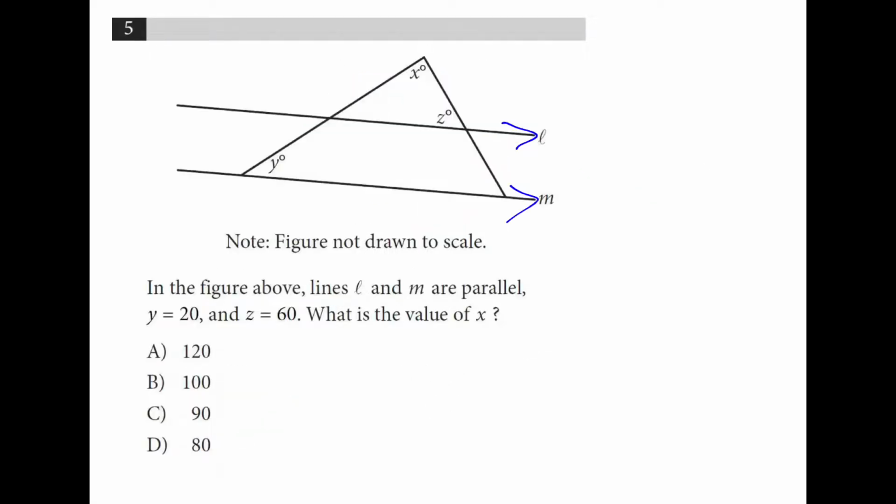So L and M are parallel. This one's 20, this one's 60. This is also going to be 20 because they are corresponding. So if I want to find x, I can take 180 minus 60 minus 20, and that gives me x, 100 degrees.